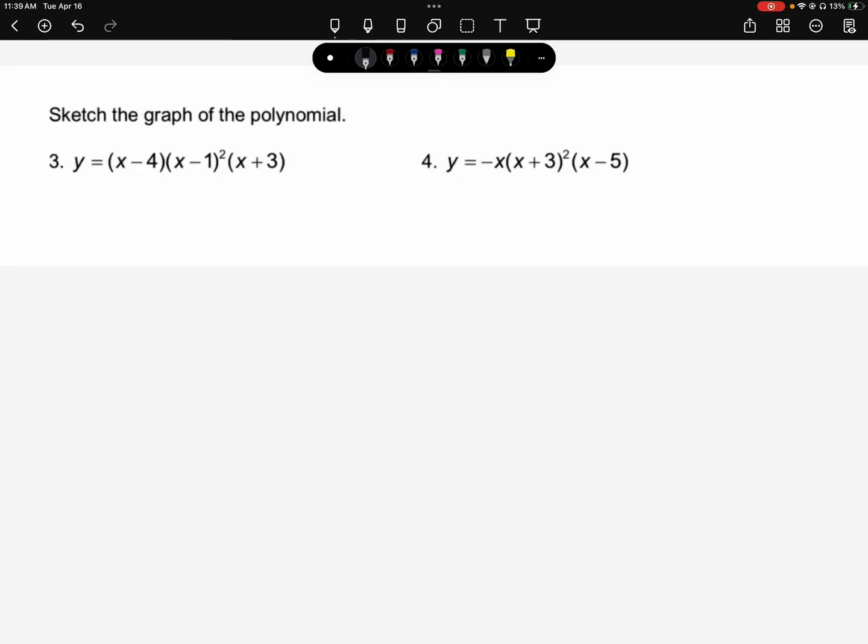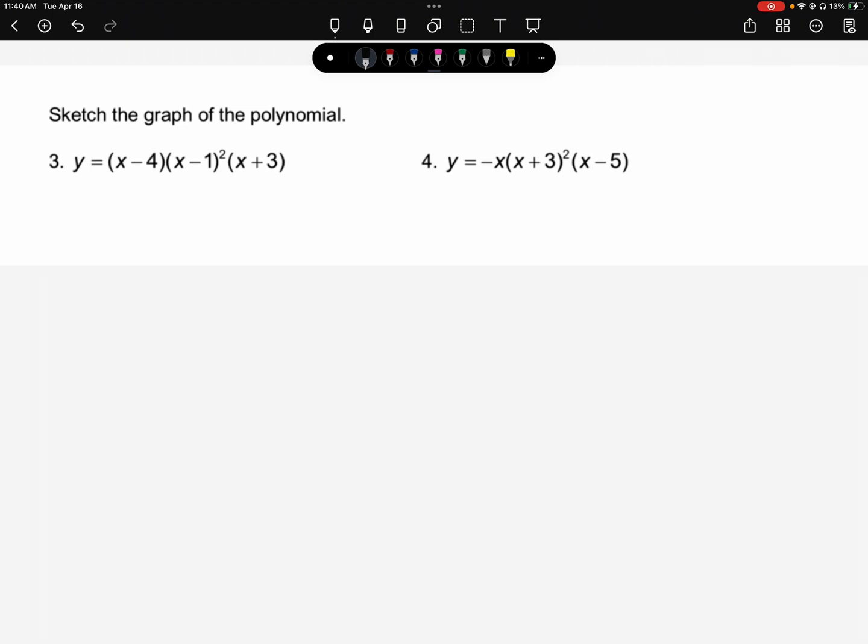This video is for numbers 3 and 4 from the Chapter 8, Section 1 practice. The directions read, sketch the graph of the polynomial. You'll see number 3, we've got y equals x minus 4 times x minus 1 squared times x plus 3.